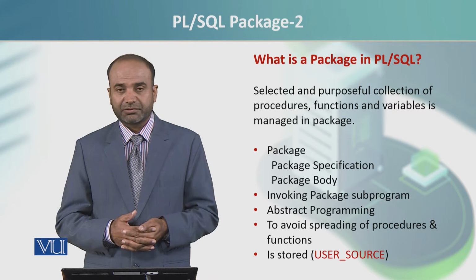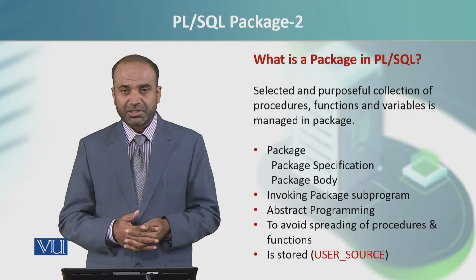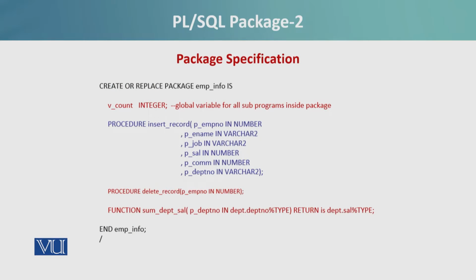It is a stored object, so that's why it will be accessible. Its information can be captured by using the data dictionary view called user_source, the way we have done already for functions and procedures. So let's see, we have a package specification. In this particular package specification, as we have mentioned, we can manage a global variable. This variable is accessible within all the objects, all the subprograms given in this particular package. So v_count can be used here in the body, or it can be used here in the body. So anywhere it can be used.